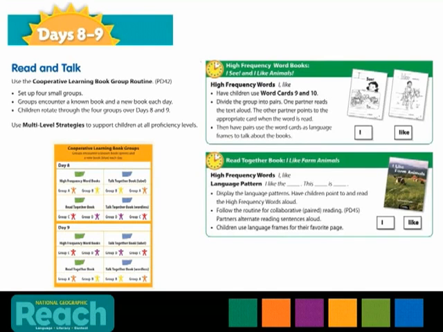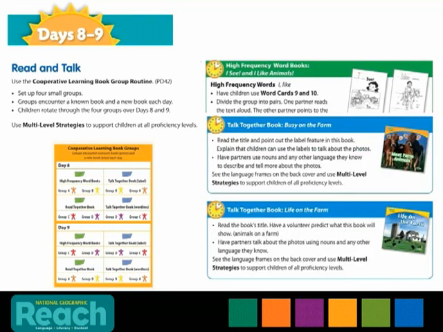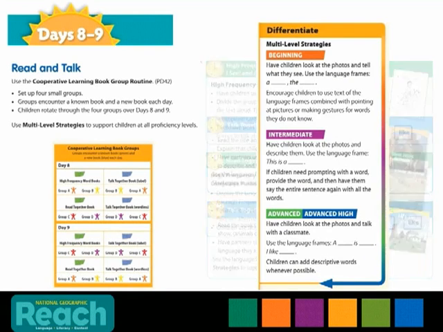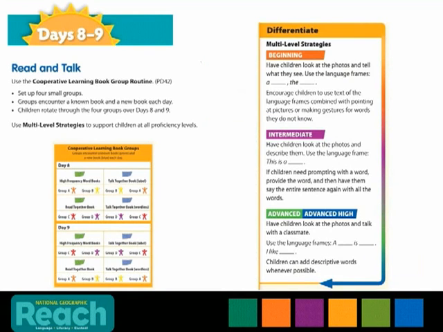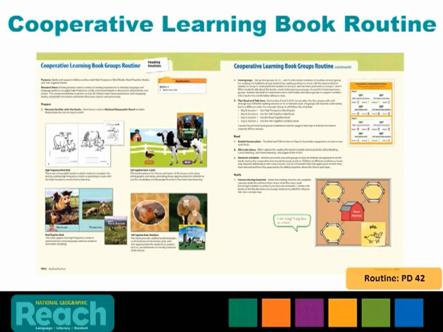The known books will be the high-frequency word books they created on days 2 and 5, and the Read Together book from day 6. The unknown books will be the Talk Together books for the unit. As you can see, detailed instructions are provided in each book. And again, multi-level strategies are provided to support children at all proficiency levels. You can read more about the Cooperative Learning Book Group routine on page PD42 in the front of your teacher's edition.